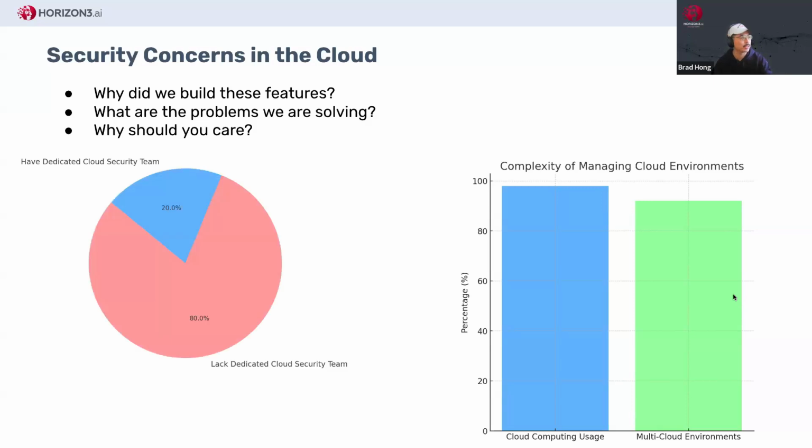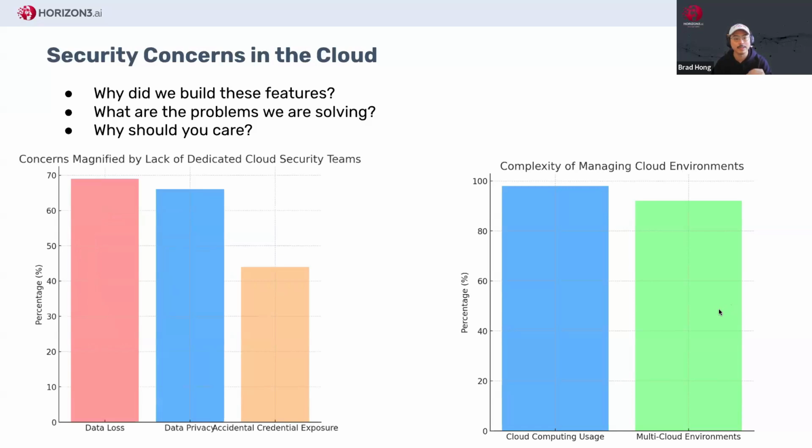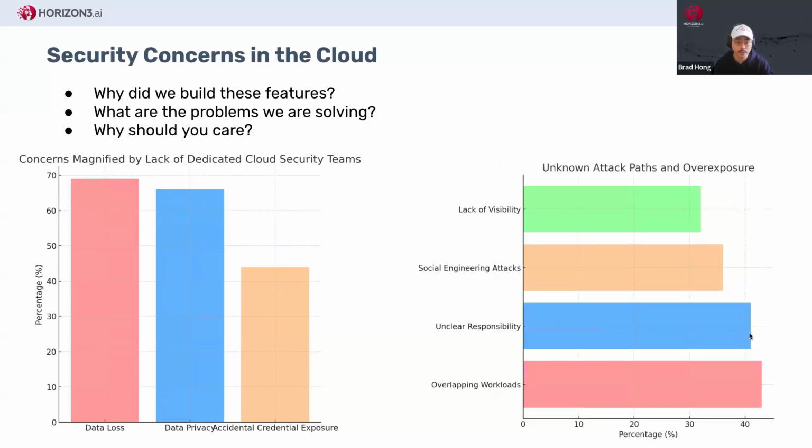And where it gets even more interesting is later on, the study reads that only 20% of these companies actually have a dedicated cloud security team, which then magnifies their concerns of data loss, data privacy, and then accidental credential exposure. And so blue teams who do not have specialists will struggle to prioritize and address cloud security tasks, often overlooking critical vulnerabilities. And then the unknown attack paths and exposure that we see, major threats include the overlapping workloads, unclear responsibility divisions, social engineering attacks, and then lack of visibility in multi-cloud deployments themselves.